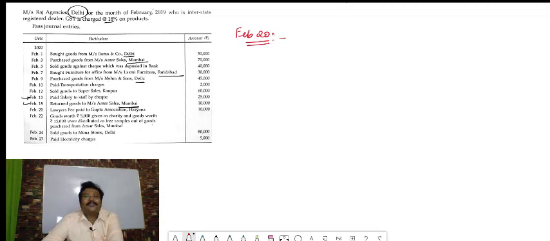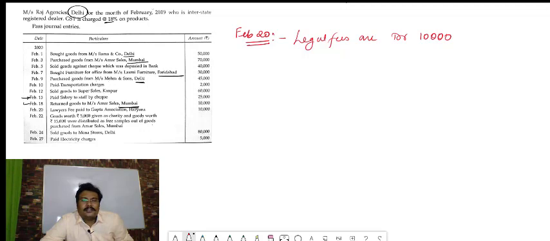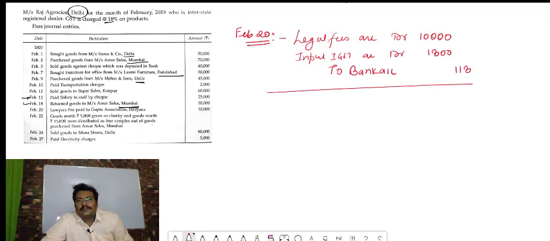So for the lawyer fees, what we will use is legal fees account debit. How much? 10,000. And after that, it is in Haryana, so it will be input IGST account debit. 10,000, 18% will be 1,800, and to bank account 11,800.